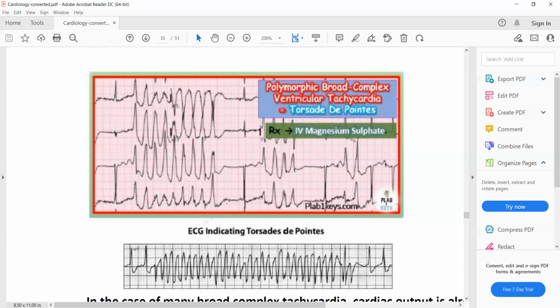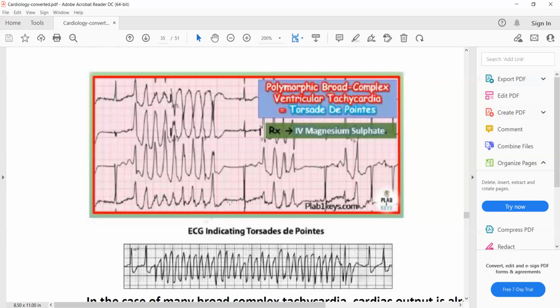1, 2, 3, 4, 5, 6, 7, 8, 9, 12, 13, 14. So up to this point, this is the end of the T wave. It's almost 14 small boxes. I started from the start of the Q wave here. From the start of the Q wave to the end of the T wave, it's almost 14 small boxes. So it's prolonged, because 14 small boxes is 560 milliseconds.